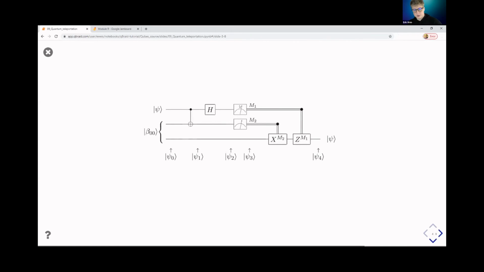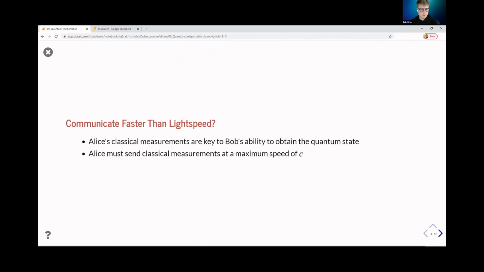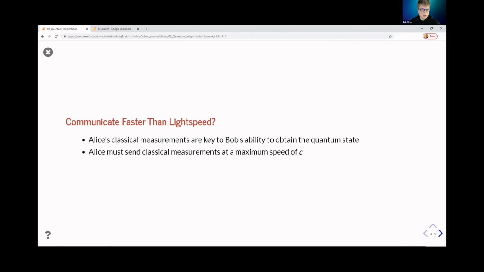Depending on whether the result of this first qubit is 1, we're going to apply a Z gate, and depending on whether the result of this second qubit here is 1, we're going to apply an X gate. So this combination of X and Z gates just serves to fix the state so that we end up with the correct state in the end. Okay. And that's quantum teleportation in a nutshell. So the key, can we communicate faster than light speed?